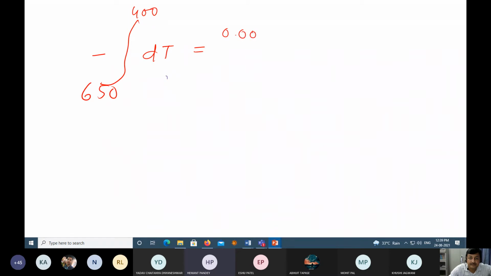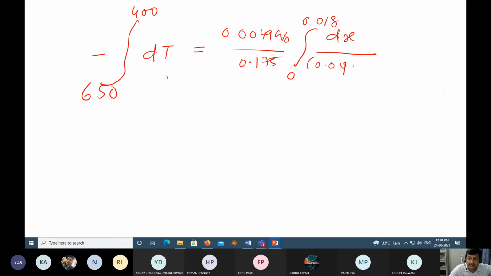dx by 0.0049 plus 0.082x, times Q0, divided by what? What will be my denominator here? Thermal conductivity is how much? 0.175, right. And then what is my limit? I have dx, and what is the length? I have 0.18, right? Yes. And dx divided by what? What will be my limit? 0.0049 plus 0.082x, right? So this is my whole problem.